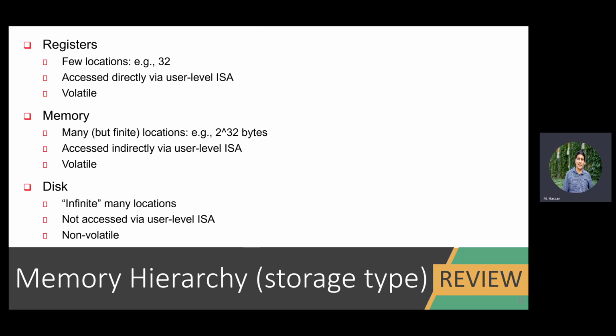So, memory hierarchy is based on storage type. First, there are registers, few locations, 32 or 64, based on what machine you have. They're accessed directly using the instruction set itself. If you wrote assembly sometime in your life, you can write add R1, R2, R3, for example. These R1, R2, R3 are the registers. You can access them from the instruction. And then they are volatile. What do you mean by volatile? What is volatile memory? You know?